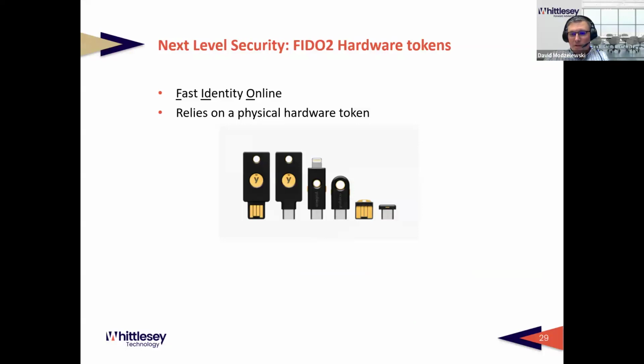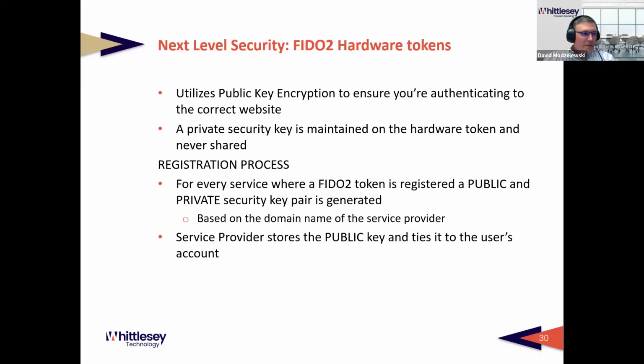So what is the new thing that we have to do that will protect us from this type of attack? They're called FIDO2 hardware tokens. FIDO stands for Fast Identity Online, and it relies on a physical hardware token that you actually plug into your laptop. So I covered some of the encryption here at a high level of how it works, and it is phishing resistant and prevents this type of man-in-the-middle attack.